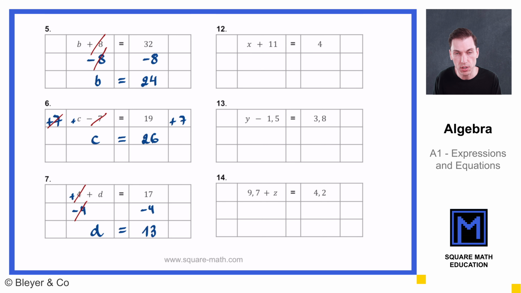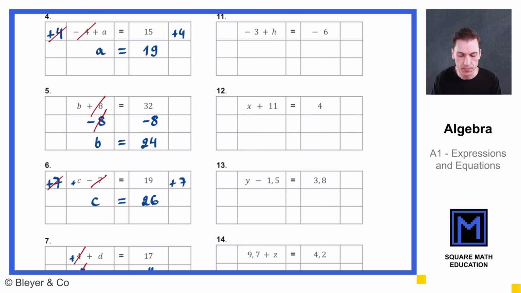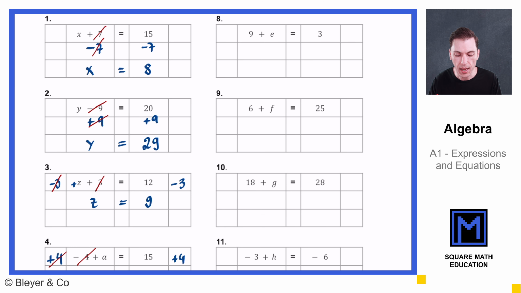Are you ready? We're going to move on to the next column. Equation number 8. 9 plus E equals 3. The inverse operation of adding 9 is going to be minus 9. We don't want to have the variable and the constant together. Let's put a little plus 9 in there to not mix the numbers.